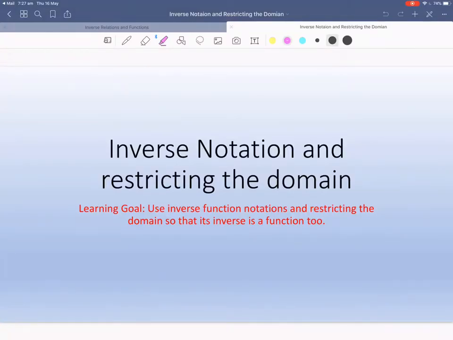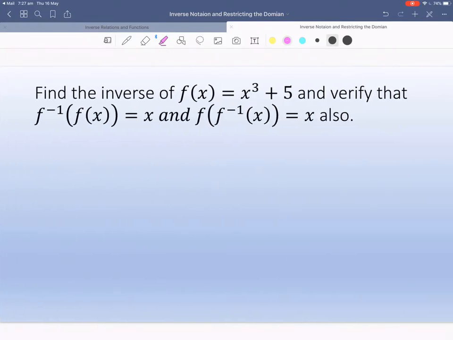In this lesson, we're looking at inverse notation. We touched on it in the last lesson a little bit, but here we're going to be touching on it more. We're also going to be looking at restricting the domain, and we're going to restrict the domain for one reason, so that its inverse is a function too. Write that down, have a look at it. Let's get straight into the video.